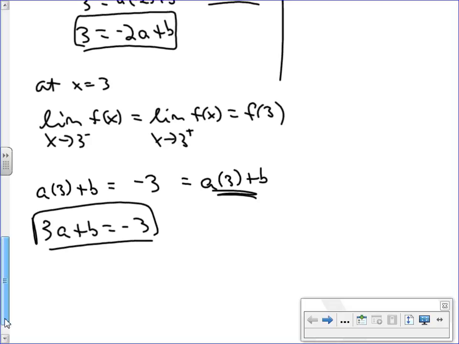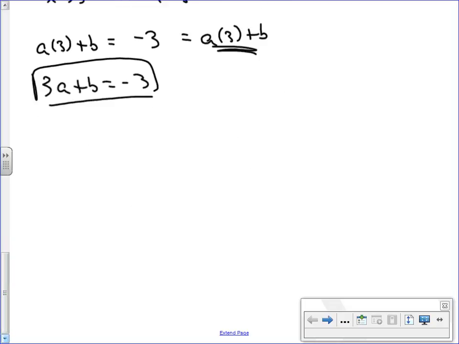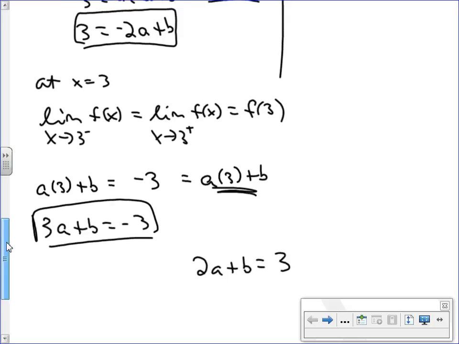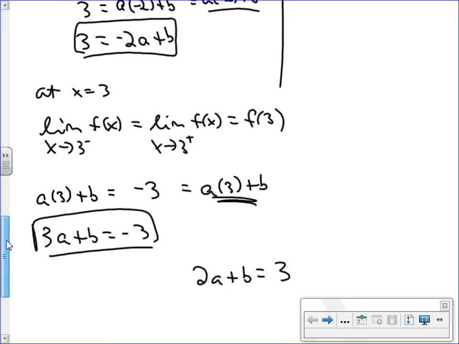Now, I'm not done yet. I have to find out what a and b are. So I'm going to pull those two pieces together. The first one that I got was 2a plus b equals 3. I'm just going to make sure I got that right. Oh, also I have a discrepancy in my notes. I rearranged it.